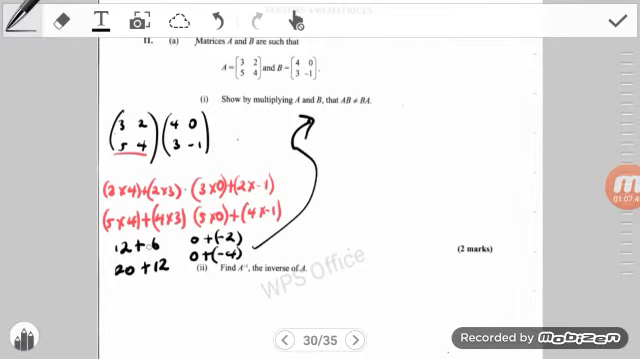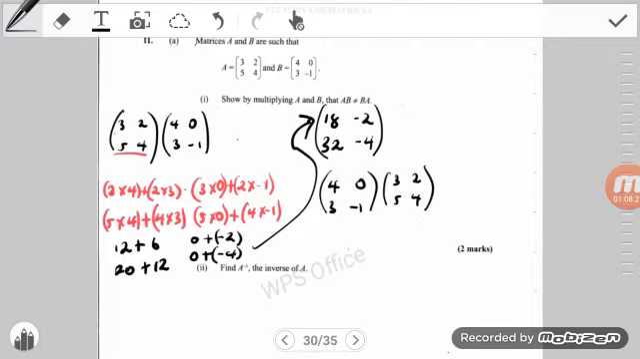And to wrap this up, 12 plus 6 is 18. 20 plus 12 is 32. 0 plus negative 2 is negative 2. And 0 plus negative 4 is negative 4. So that's the result of A times B. Now, we're going to have to do B times A, but we cannot get this answer as I said before. So we're going to put the B matrix first. That is 4, 0, 3, negative 1. We're taking this matrix and putting it in front, and then putting the matrix A at the end.